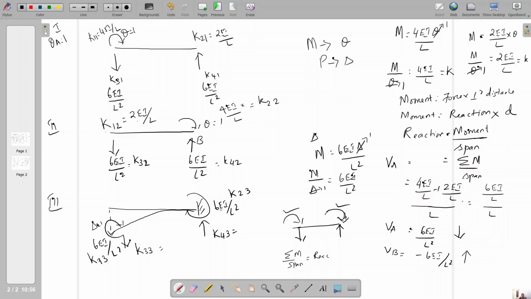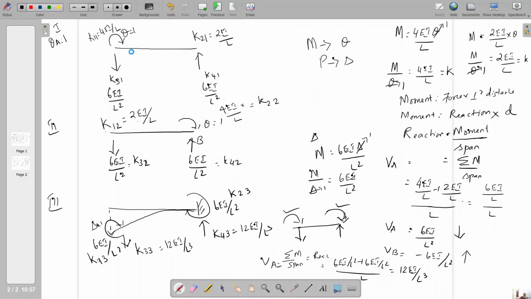So what are the moment values here? 6EI by L square, 6EI by L square. So 6EI by L square plus 6EI by L square divided by span L. So you will have 12EI by L cube. If it is VA, then VB is in the opposite direction. VA is downward, 12EI by L cube, and VB is upward, 12EI by L cube. Here also 12EI by L cube for the third case.